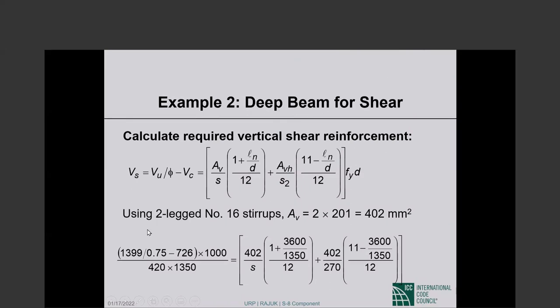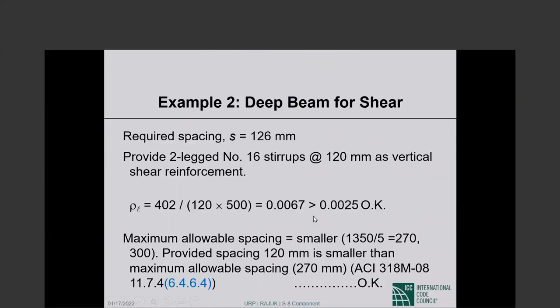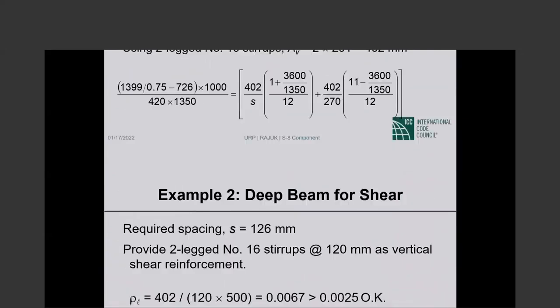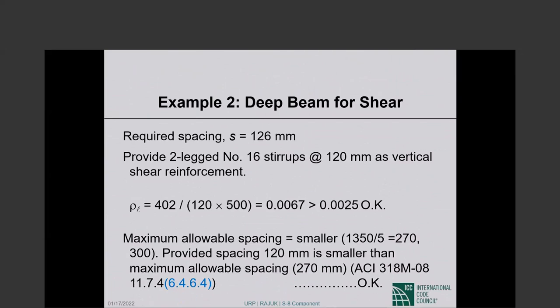Okay, so using two-legged number 16 stirrups, A sub V would be 402 square millimeters. So in this entire expression, everything is known other than the S. Okay, that's the only unknown. Once we have decided that we are going for A sub V of 402 square millimeters, in this entire expression only unknown is the spacing of the vertical reinforcement S. When you solve that equation, S comes out to 126 millimeters. And so we are saying provide two-legged number 16 stirrups at 120 millimeters as vertical shear reinforcement.